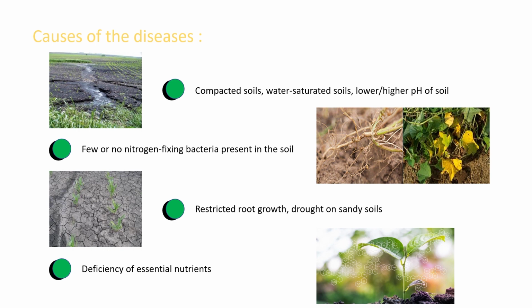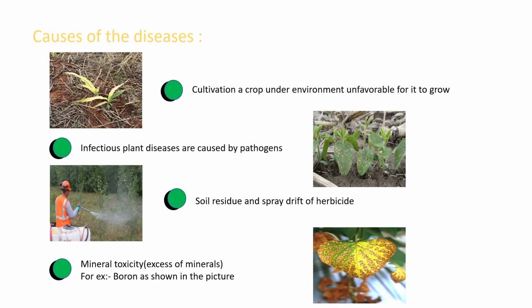Deficiency of essential nutrients. Now, cultivation of a crop under an unfavorable environment for it to grow. For example, if you try to grow an apple plant in a desert, it is not necessarily going to grow. The soil residue and spray drift of herbicide in inappropriate quantity causes damage to the plant and also to the one consuming it. The toxicity of minerals, excess of minerals, on the plant also damages the plant.